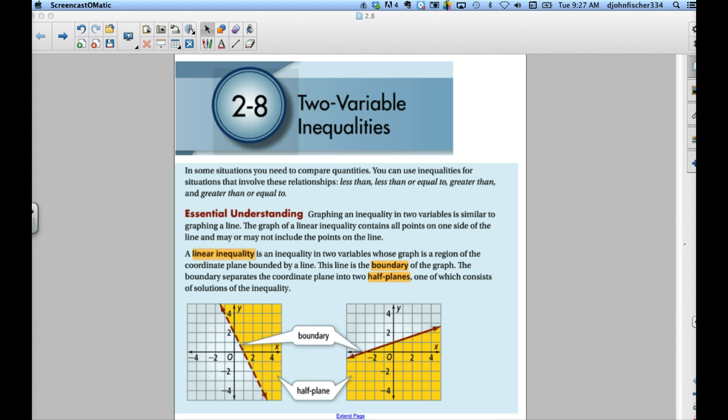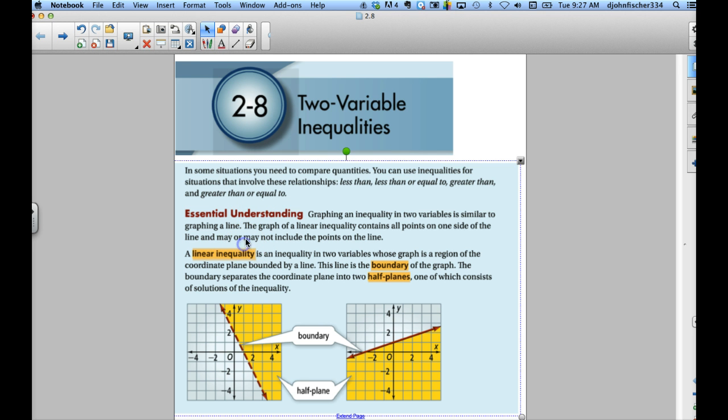Graphing an inequality in two variables is similar to graphing a line. The graph of the linear inequality contains all points on one side of the line and may or may not include the points on the line. And that's a key point here. May or may not, depending on what the symbol is. If it's an equal sign underneath it, it will. If it's not, it's not.